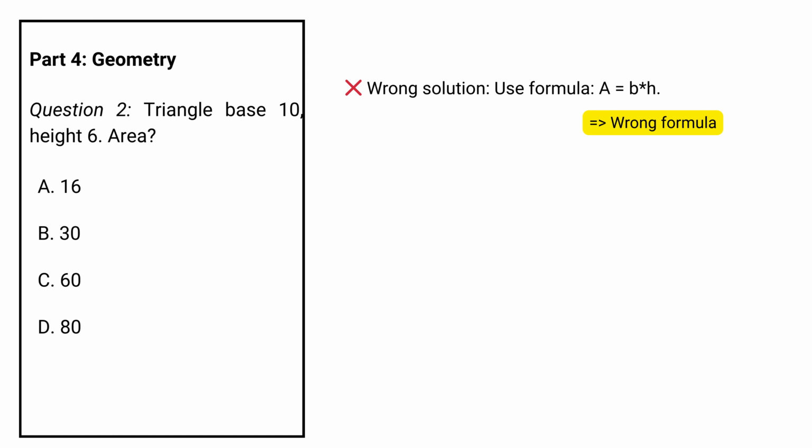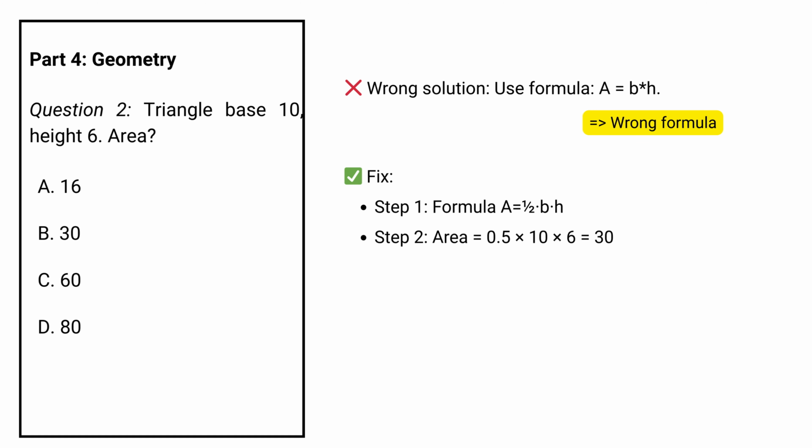Correct explanation. Step 1. The formula for the area of a triangle is 1/2 times base times height. Step 2. Substitute the values. 1/2 times 10 times 6. Step 3. That equals 30. It makes sense because a triangle is exactly half of a rectangle of the same base and height. The correct answer is B, 30.